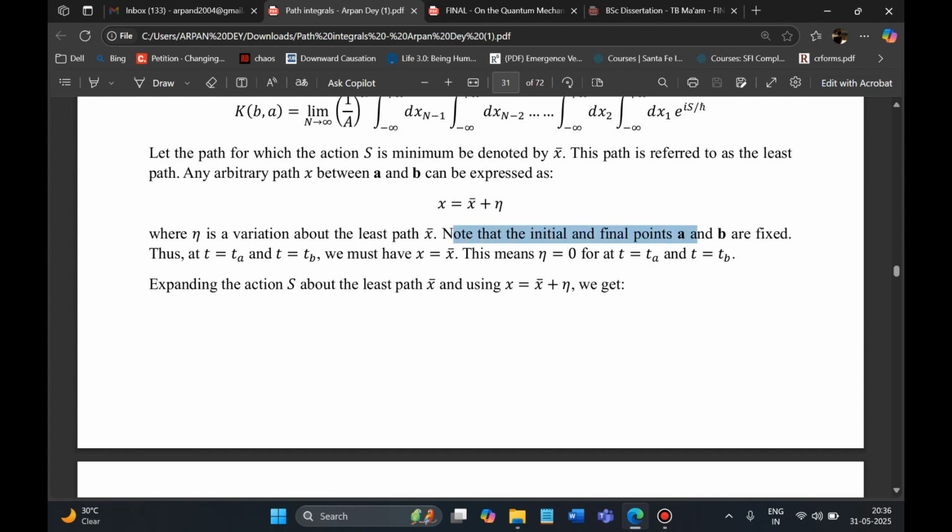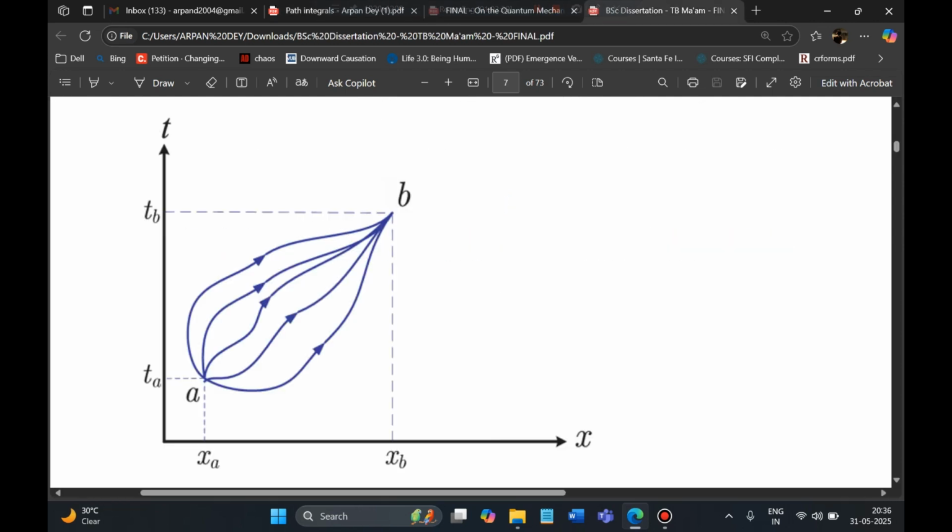Now note that the initial and final points are fixed. So at t equals ta and t equals tb, we must have x equals x bar. Because at t equals ta, that means the initial point, there is no variation. Eta is 0, because it's a fixed point. And similarly at t equals tb also there is no variation. This is the fixed point, this is a. So at t equals ta, you have only one point, so eta has to be 0. x will be equal to x bar.